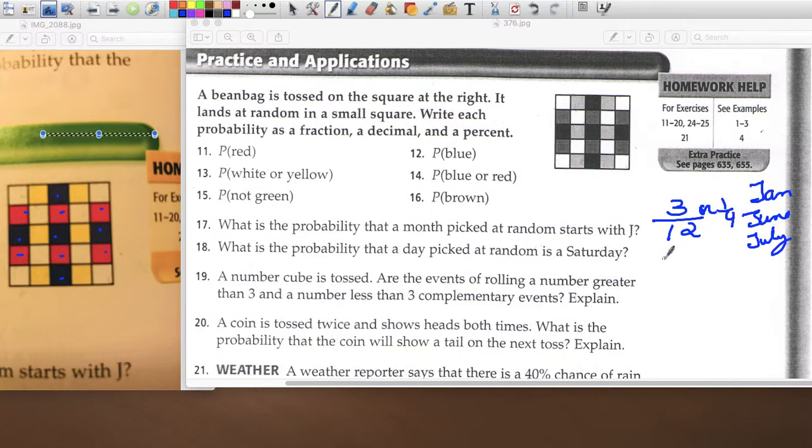What's the probability that a day picked at random is Saturday? Well, how many days are in the week? There's 7 days in a week. How many Saturdays do we have? 1 Saturday, so it's 1 out of 7.